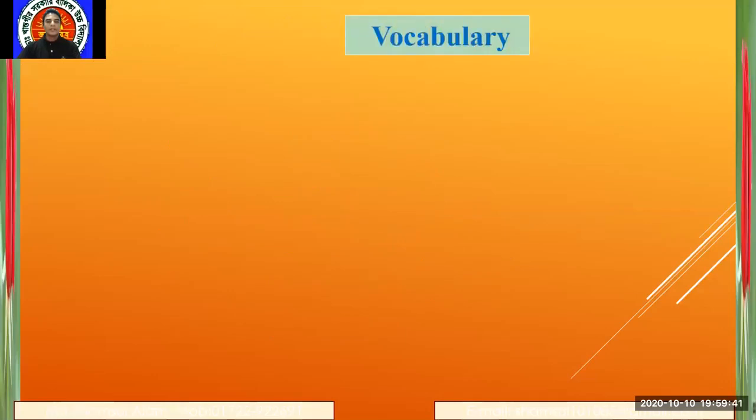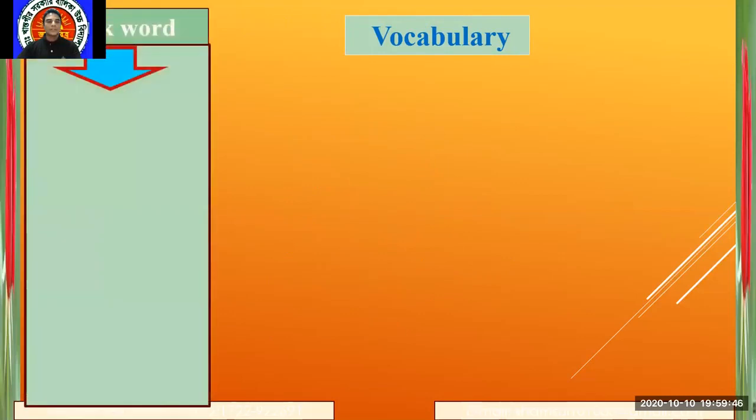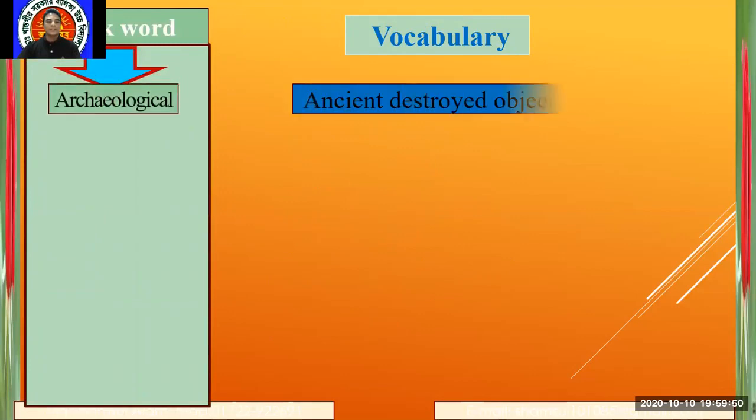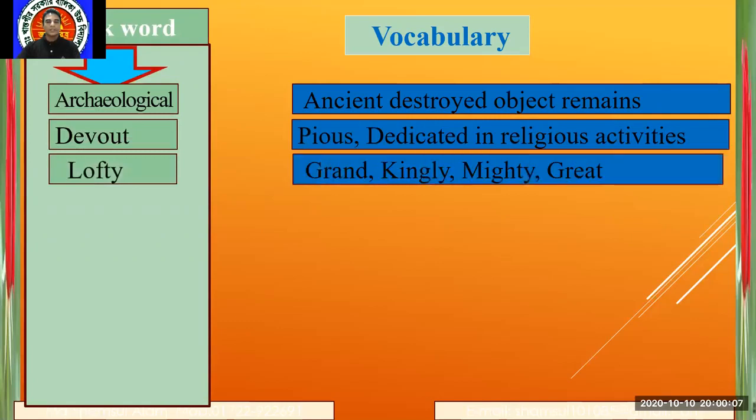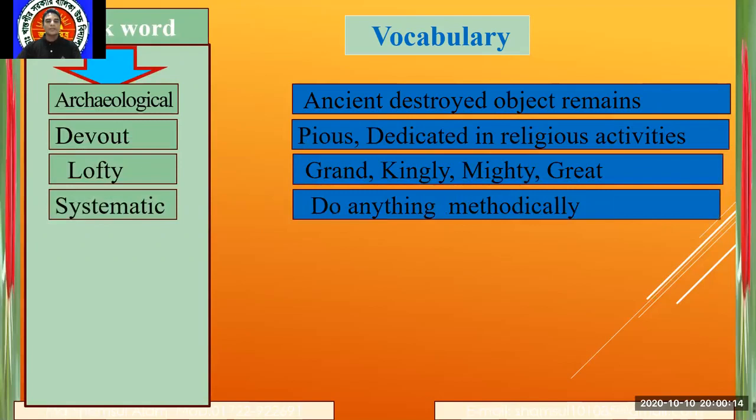Now, there are some vocabulary on the screen. Look at the screen. These are keywords. First, archaeological means ancient destroyed object remains. Devout means pious, dedicated in religious activities. Lofty means grand or kingly, mighty or great. Systematic means do anything methodically.